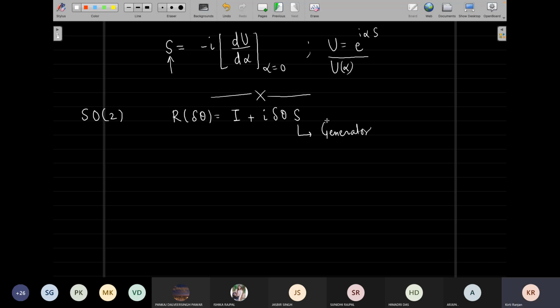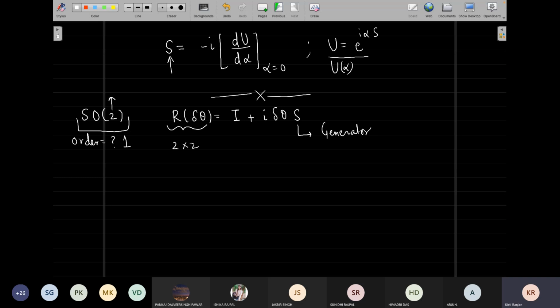How many generators should I get in this? One or many? What is the order of SO2? One. So how many generators should I get? I should just think about one generator. Can you think about what kind of matrix structure it will have? What is the matrix structure of R delta theta, SO2? What kind of matrix are we talking about? 2 cross 2. Yeah, this is 2 cross 2.